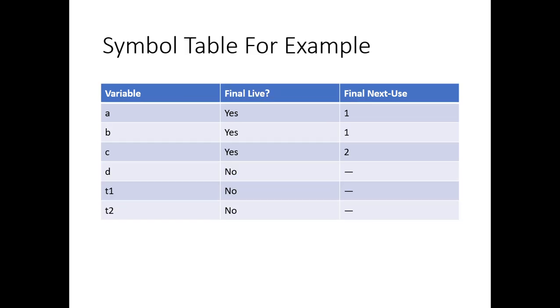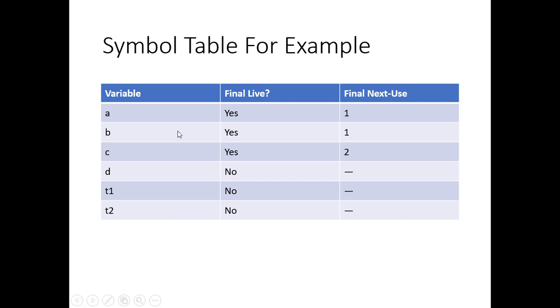Let us see the final symbol table of this example. This is the final symbol table. In this symbol table, the first column is variable, the second column is final live, and the third column is final next use. So variables A, B, C, D, T1 and T2 are the variables which are used in our expression. The second column says whether the variable is live or not. The third column is where it is used.